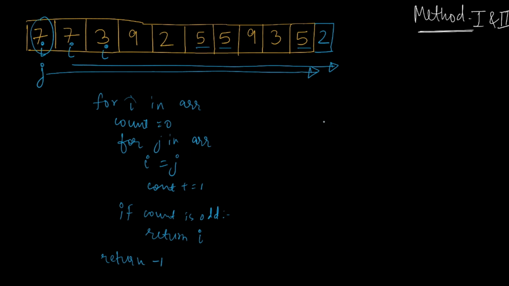Now this is a very naive method. Here the time complexity is big O of n squared, right? And space complexity is also big O of n, because we are just having the input array, right? Now let us see another method.